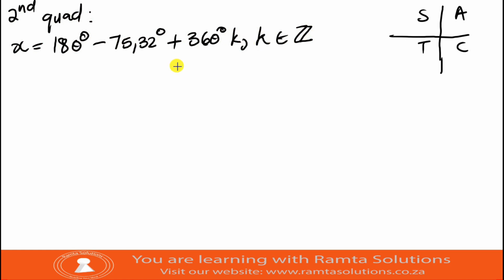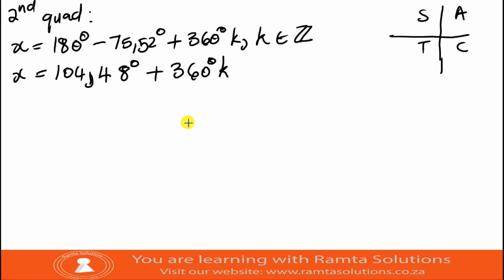Now, further, we say x equals 104.68. Is it 32? No, it wasn't 75.32, right? It was 75.52. So this will be 104.48 degrees plus 360 degrees k.